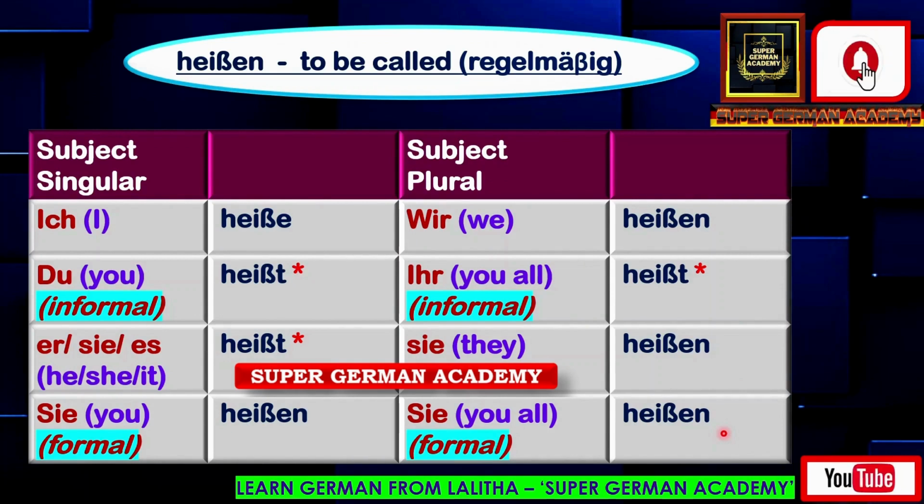This is the way the conjugation of heißen happens, and this heißen is regelmäßig, that is a regular verb. If you see the spelling pattern of heißen, the same heißen is repeating, unlike the sein verb. So here it is heiße, heißt, heißt, heißen. The heißen verb spelling pattern is repeating. So this verb is known as regelmäßig.